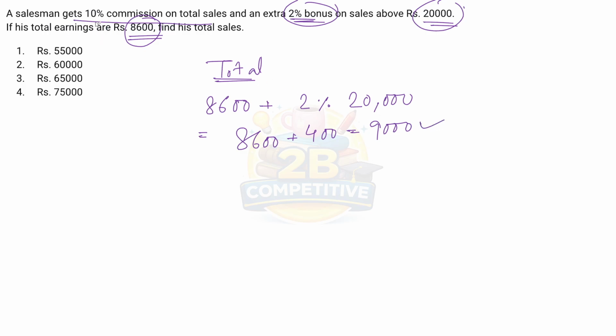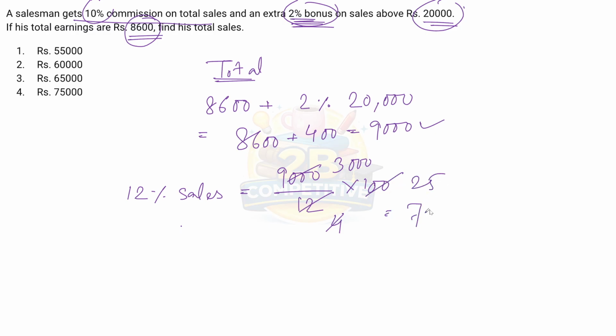Now he is actually getting how much on sales? 10% plus 2%. So in total he is gaining 12% on sales. So 9,000 by 12 into 100, that is 75,000. Option number 4.